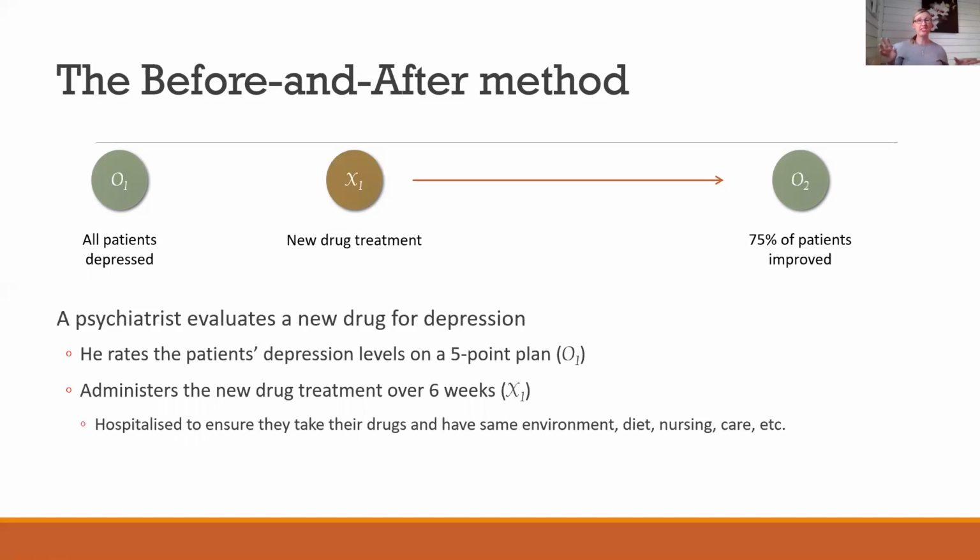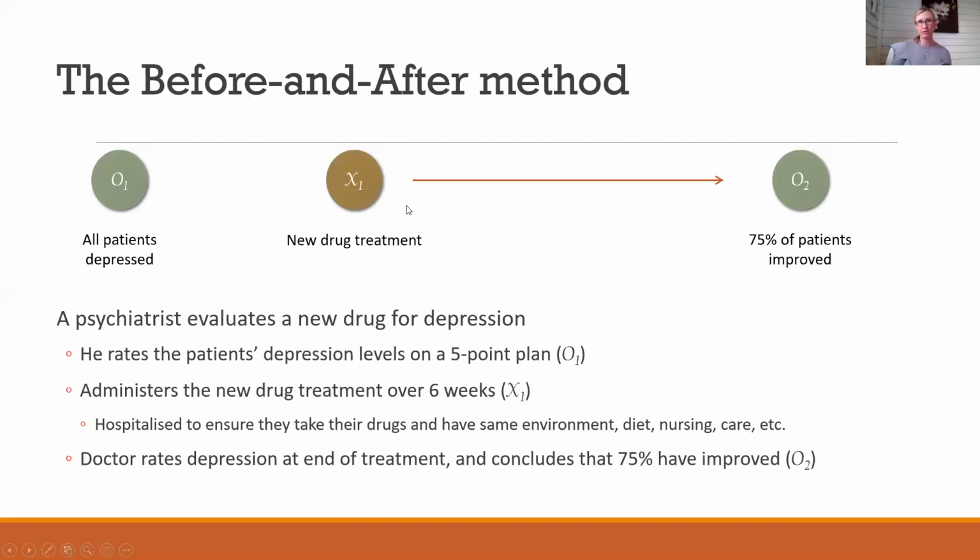Now, in order to ensure that they take their drugs and they all have the same environments, the same diet, the same kind of care, he puts them all into a hospital setting. What that's essentially doing is controlling all these other outside variables that might affect depression rates, not being the independent variable. By controlling for those variables, he's really making sure that if we do see a change, we can attribute it to our independent variable, which in this situation would be the new drug treatment.